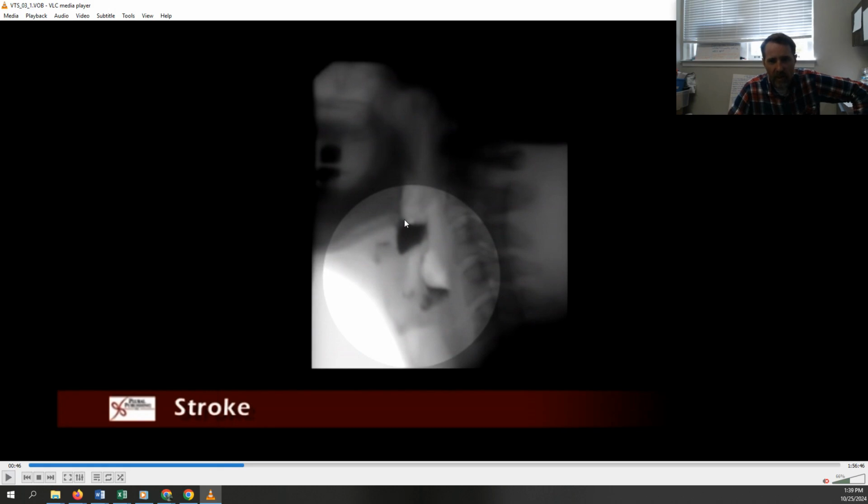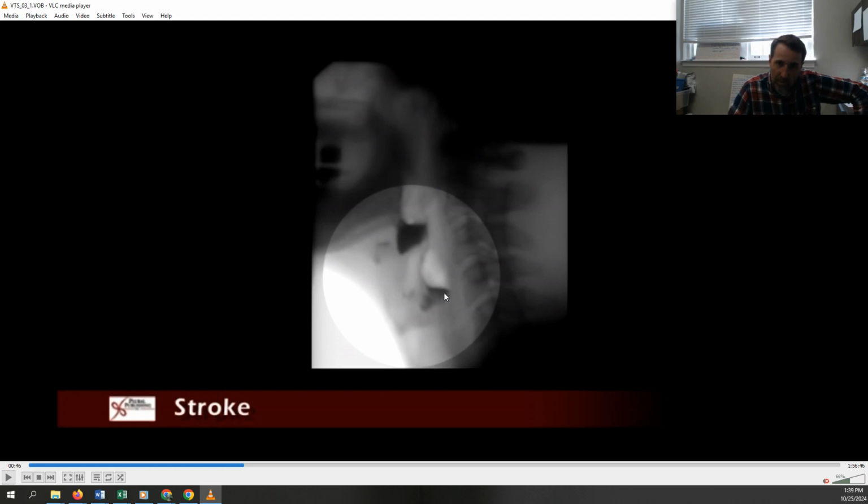All right, so we've got pooling. We've got a delayed pharyngeal swallow. And what he's going to get to here in a minute is you're going to see some aspiration, but the aspiration is not going to come down from the vallecula along the anterior wall of the airway, which is what we've seen so far.